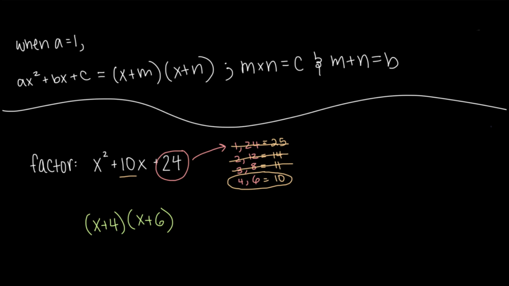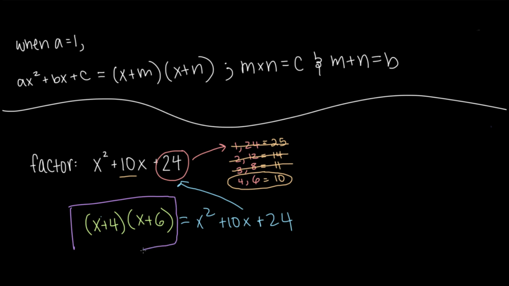And you can always go back and check this if you're not completely sure. You do that by FOILing. So let's FOIL this out. When we FOIL this, we will get x times x is x squared, and then x times 6 plus 4 times x is going to give us 10x, and then 4 times 6 is 24. So multiplied out, this gives us the same thing as this. So our final answer is x plus 4 times x plus 6.